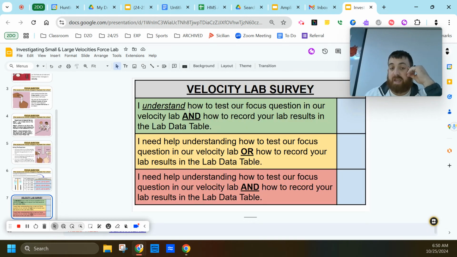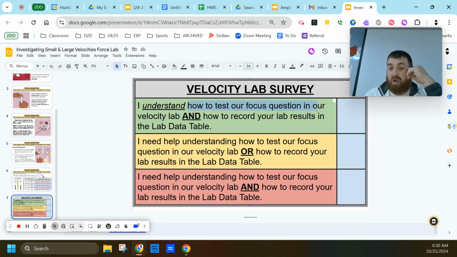So, take a second. Do we understand how to test our focus question within the velocity lab? That idea of what causes some velocity changes to be greater than the other. Do we understand what we're doing with our materials? Do you understand how to record your lab results in the data table? How to read the data table? How to record the results?